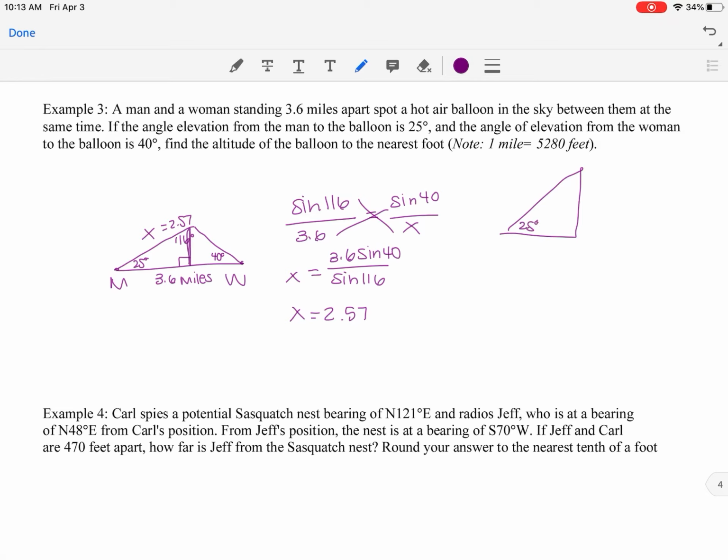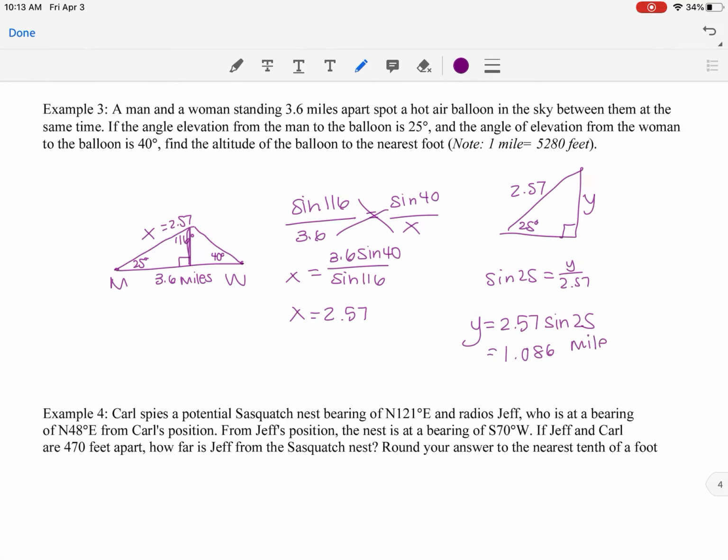So now, if I look at that triangle on the left, I got this is 25. For the record, don't try to fool yourself that that's going to be half of 116. That's not true. And then this is 2.57, in this case, miles. We're trying to find the height. Let's call it something different. I'm going to call it y. So I'm going to do sine of 25 equals y over 2.57. So multiply both sides by that 2.57, and y equals 2.57 sine of 25.